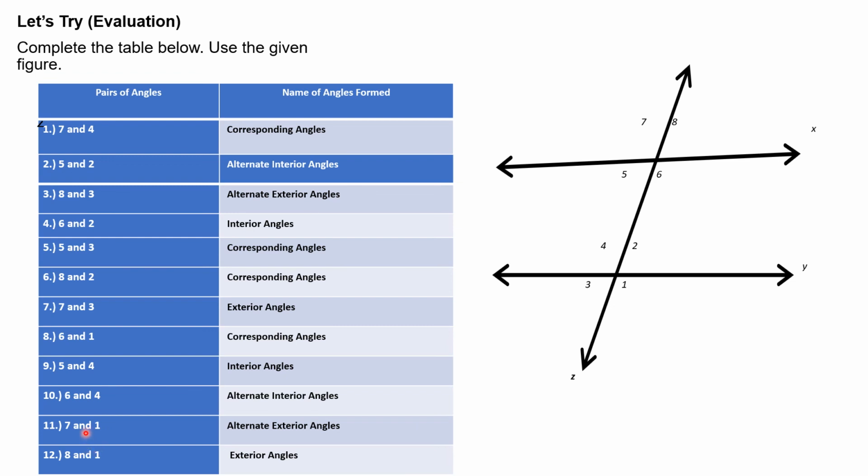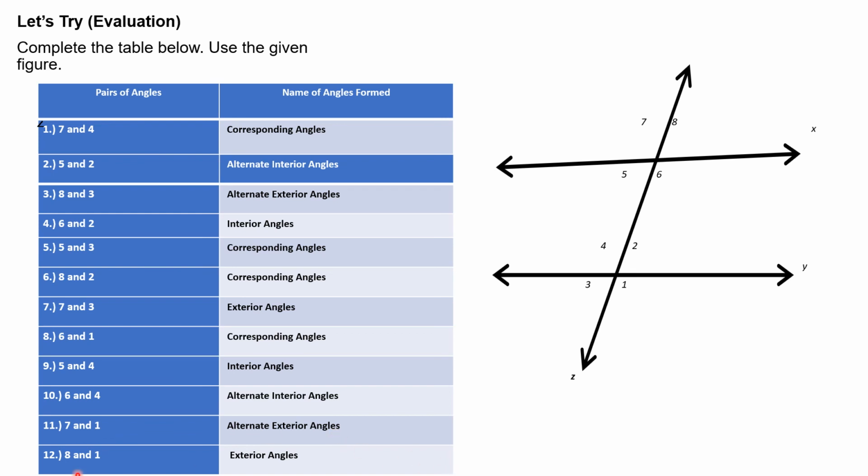How about number 11, angle 7 and angle 1? Angle 7 is an exterior angle. Angle 1 is an exterior angle. But they are located on the opposite side of our transversal line. Angle 7 is on the left side of this line, and then angle 1 is located on the right side of our transversal line. So that means they are alternate exterior angles.